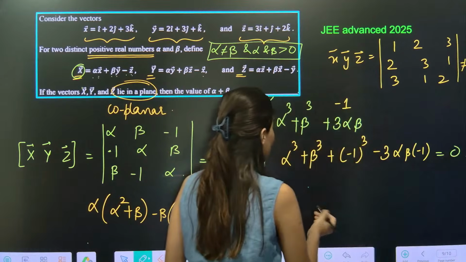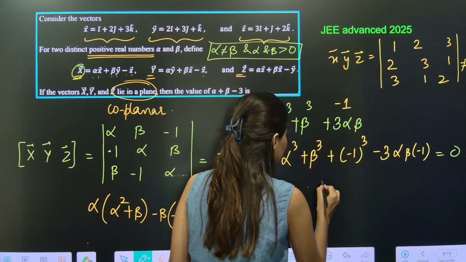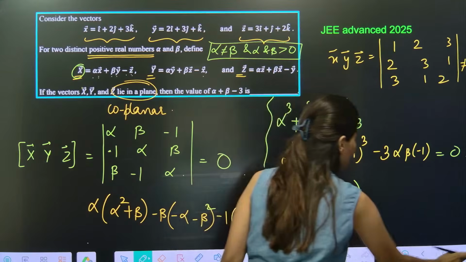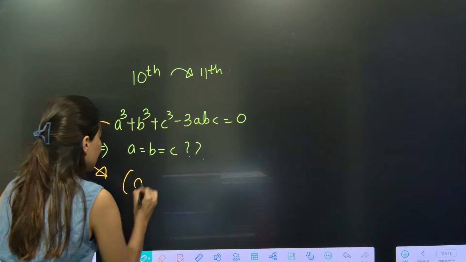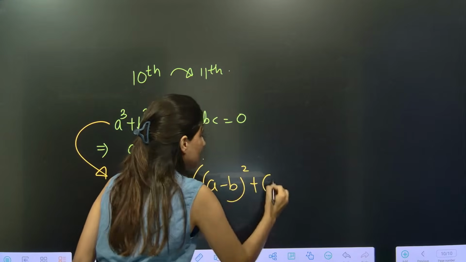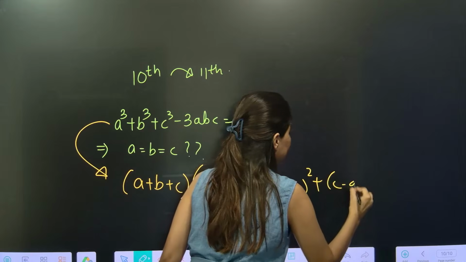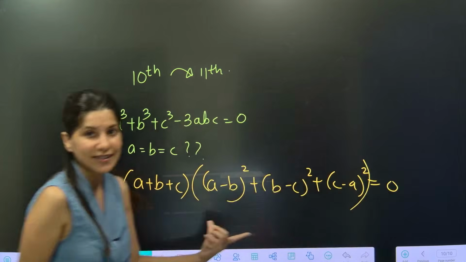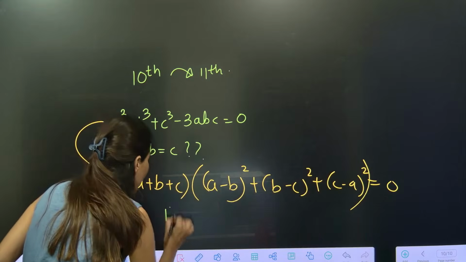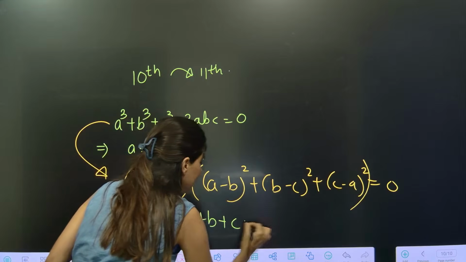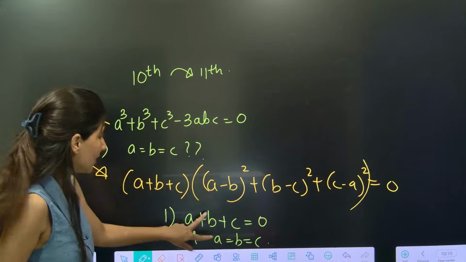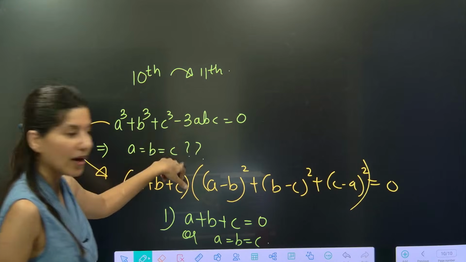What does that mean? So this simply means that alpha plus beta minus 1. See, I told you. See this. This is a plus b plus c, a minus b whole square plus b minus c whole square plus c minus a whole square. Okay, so what I was trying to tell you is that you want this to be 0. So case number 1, either a plus b plus c will be 0 or a is equal to b is equal to c. Okay, so there are two possibilities on the basis of this.